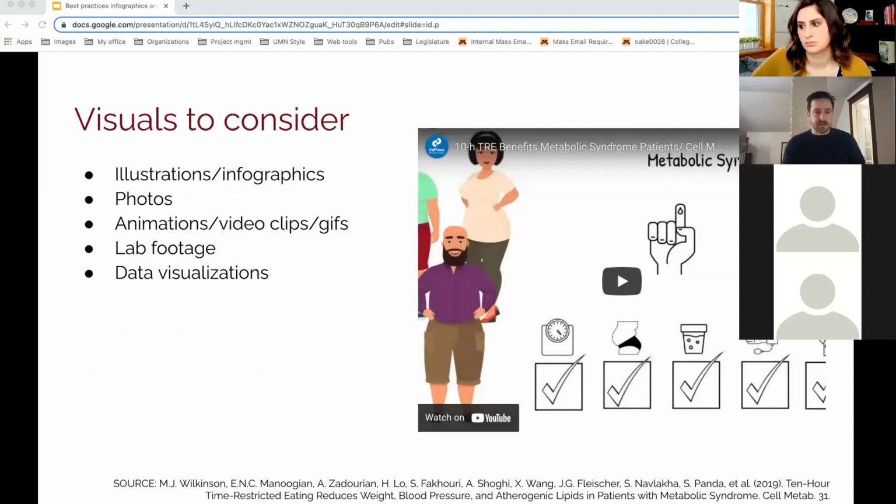Visuals to consider. We talked a little bit about this, and those are some options. You don't have to do all of them. It's not necessarily feasible to do them all, but these are just different things that you can consider. Illustrations. There are some design tools online that you can find that will help with that. Infographics, as Shannon just took us through, how to put together really good infographics, photos, animations, video clips, and GIFs or GIFs if you're of that persuasion. Lab footage, data visualizations.